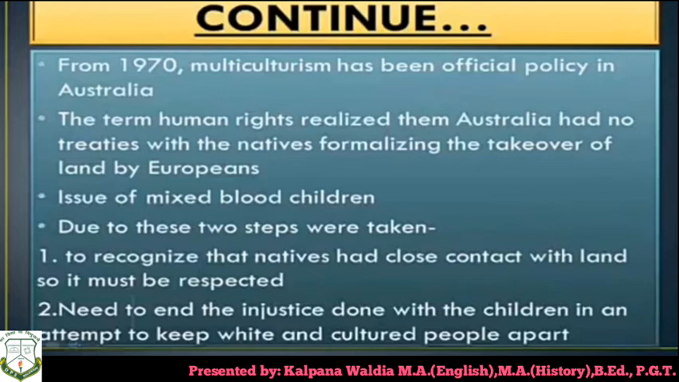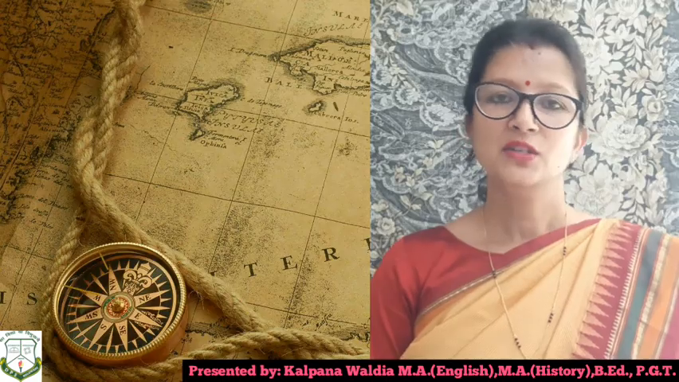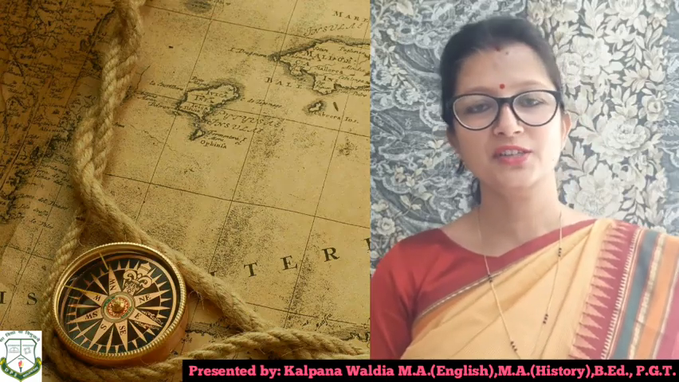Human rights groups realized that Australia had no treaty with the natives, formalizing the taking over of land by the Europeans. There was also the issue of mixed-blood children. Due to these, two steps were taken: to recognize that natives had close contact with the land, so it must be respected, and to end the injustice done to the children in an attempt to keep white and cultured people apart. So this is the end of this module, dear children.